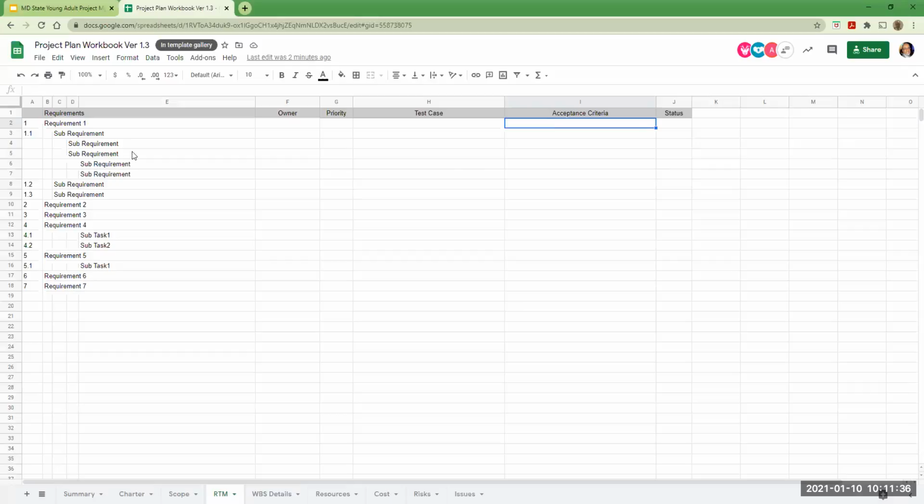So for example, crisis line shall operate between the hours of 3 to 7. The owner could be sponsor. The priority is high. The test case is you actually have someone who's staffed between 3 to 7. You make calls and the calls get answered. And the acceptance criteria would be calls are answered within 30 seconds or less between the hours of 3 and 7. And the status could be it's implemented or it's still being developed. So that's basically what we covered this morning, these 3 tabs.